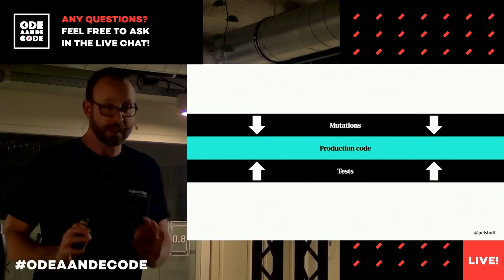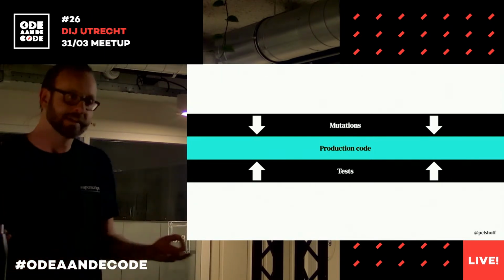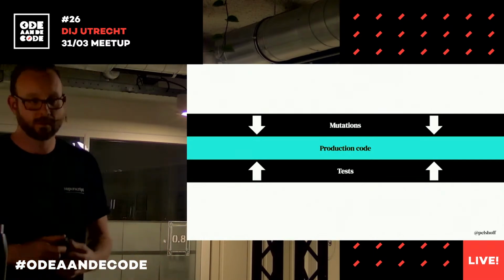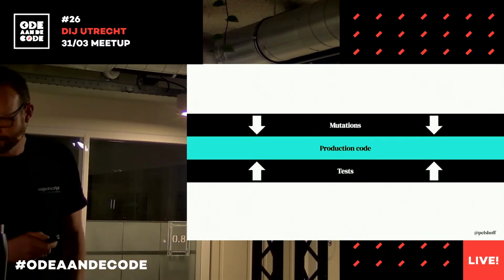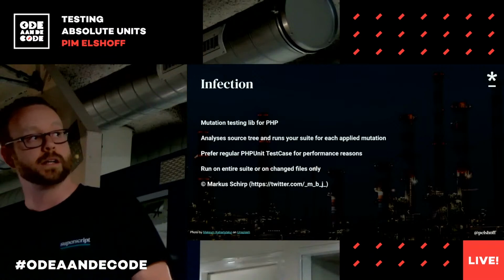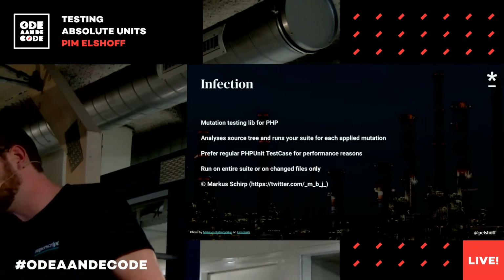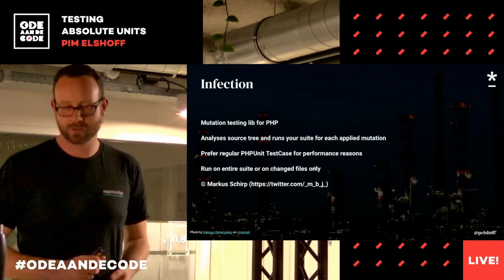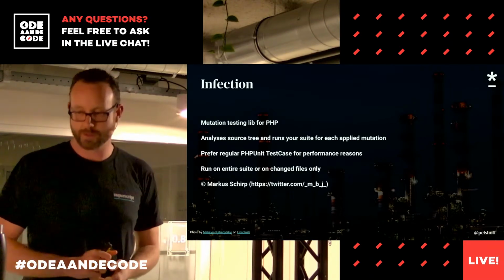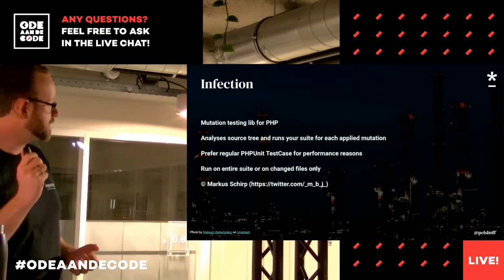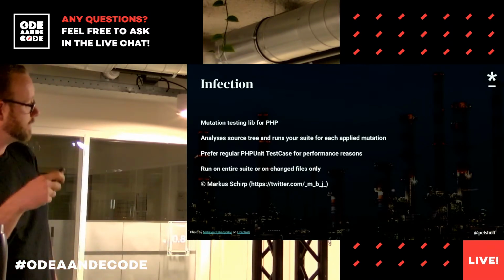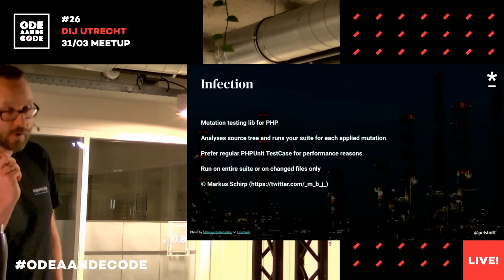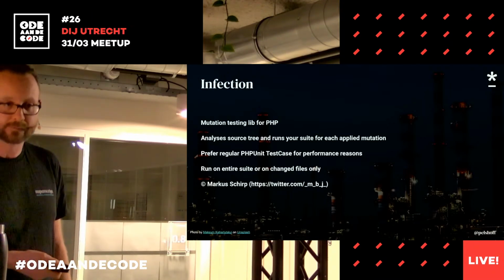Infection is not easy per se to start with. Testing isn't easy, but this is super, super powerful stuff. So, Infection, it's a mutation testing library. It checks your source and will make mutants such that it will hope to defeat your test suite. It's important for Infection that your suite is fast, because for every mutant, it's going to run the suite.